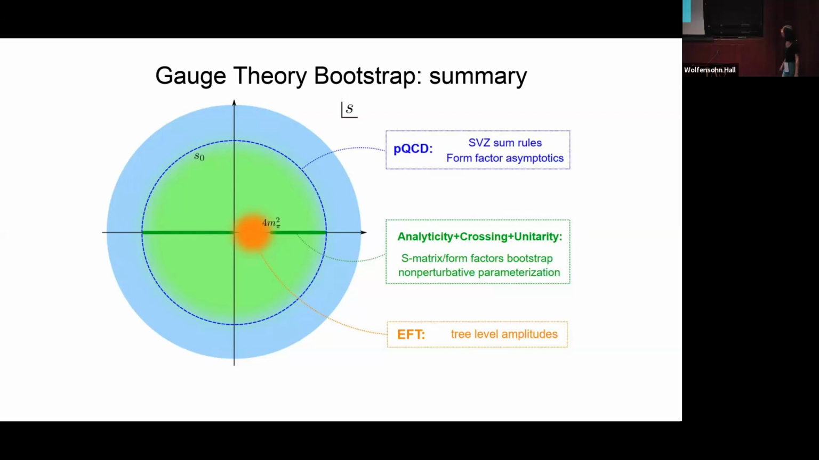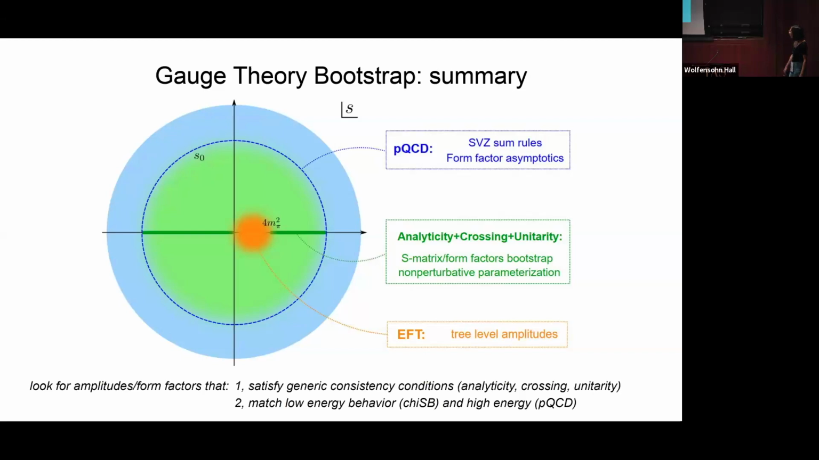And above some energy scale that is large enough that we believe perturbative QCD works, that we call S0, we're going to use some conditions from perturbative QCD, namely the SVZ sum rule and the asymptotic behavior of the form factors. Basically, the idea is to look for scattering amplitudes and form factors that satisfy a generic set of consistency conditions like analyticity, crossing, and unitarity, and in the meantime, match the low energy behavior that's predicted by chiral symmetry breaking and at high energy perturbative QCD.